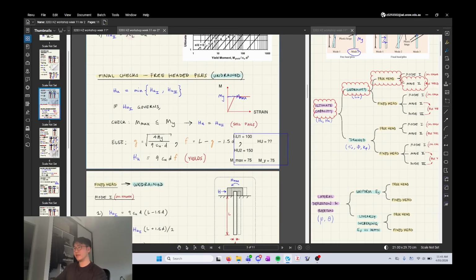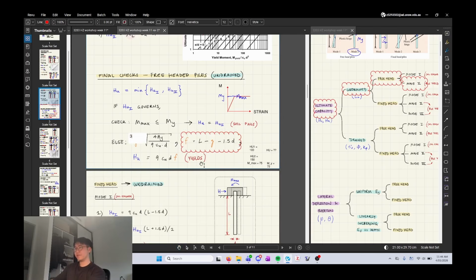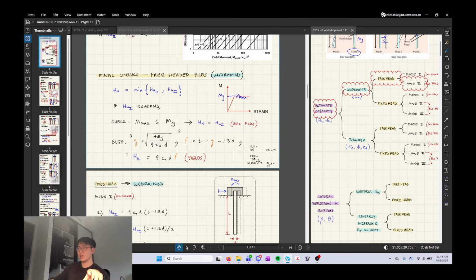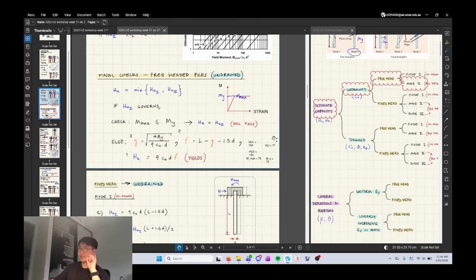So what you have to do, let me just move this. You have to get G from rearranging the other equation, setting M max as My. So that's equation 3, that's equation 2 rearranged, and that's equation 1 rearranged. And then you have to use F to find HU. That should give you a value for HU which is lower than those two ultimate moments, ultimate forces. So that's the logic that I've applied for all of these final checks. You'll see that for all these steps that are coming up.